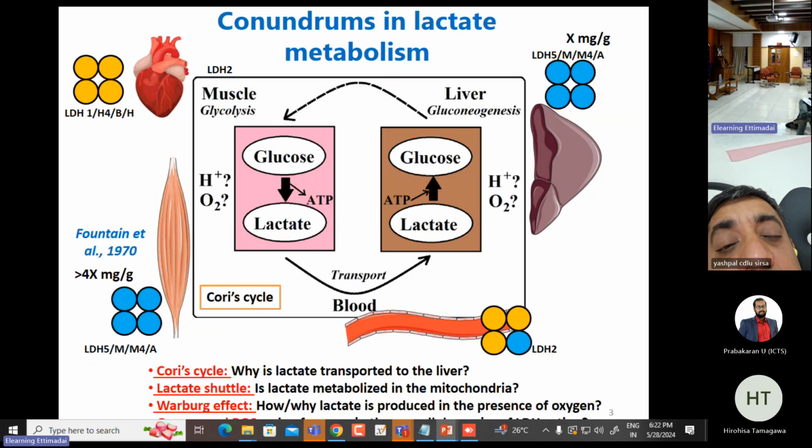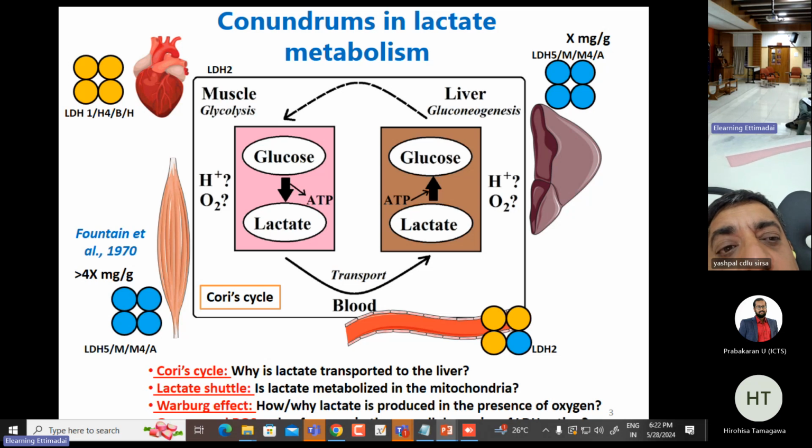So another point is, is lactate metabolized in the mitochondria? One point I should tell you here is that the H-type LDH, they say, converts lactate into pyruvate better, in the heart. They say it is aerobic type LDH. And the other one they say is the anaerobic LDH, which is your liver or muscle LDH.